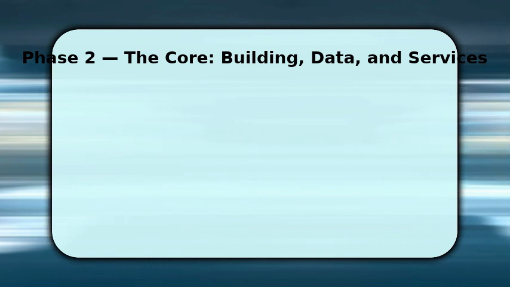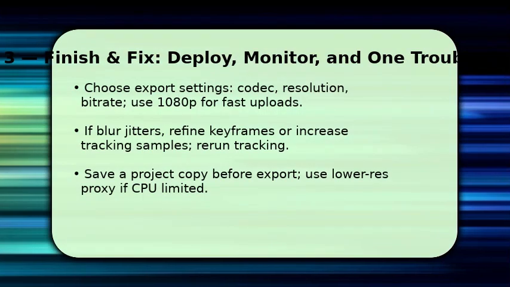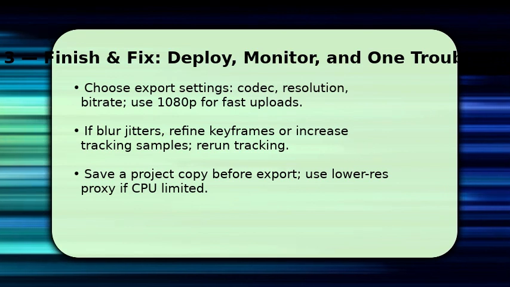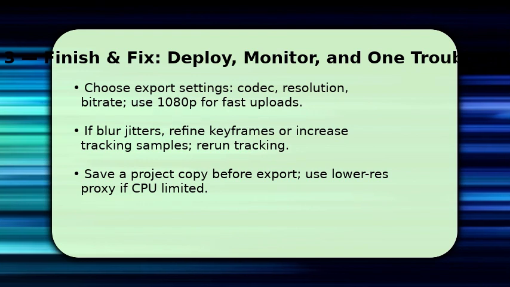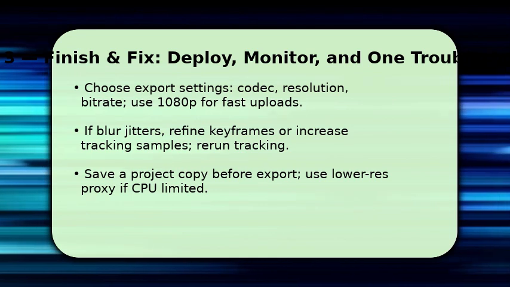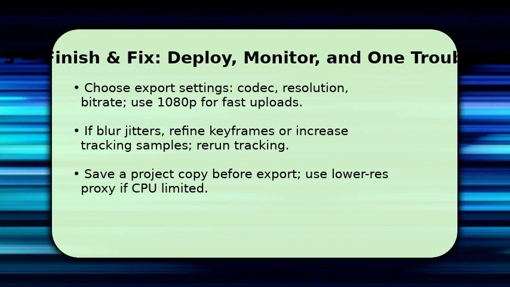Once edits are solid, choose export settings, codec, resolution, and bitrate. 1080p at moderate bitrate balances quality and speed. Make sure to save a project copy before rendering. That preserves keyframes. If the blur jitters during playback or render, rerun motion tracking with more samples, tighten mask edges, or add manual keyframes where auto-track fails. If your CPU struggles, generate a lower resolution proxy and export using it, then swap back to full res for final render.